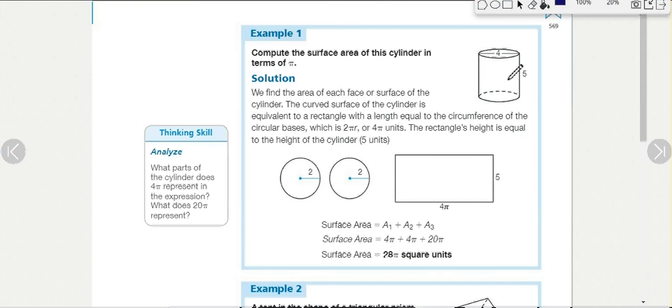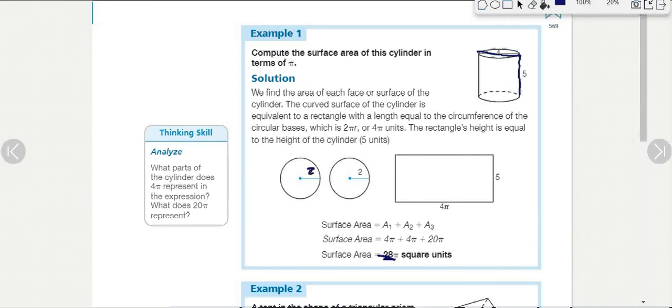So the final answer is just expressed in terms of pi like that. So they tell us that the diameter of the top here is 4 and the height is 5. What do you want to find first? Let's do the area of the top because we've done that before. If the diameter is 4, that means the radius is 2, right?